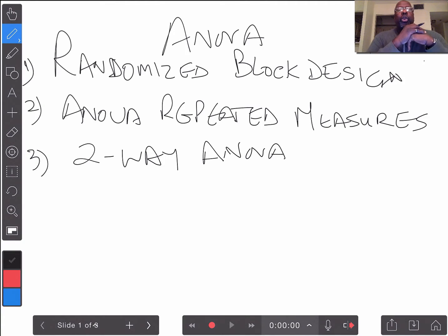This video is on analysis of variance, but we're going to actually look at the situation where we have what we call randomized block design, also known as ANOVA with repeated measures, or two-way ANOVA. How is that different from one-way ANOVA?